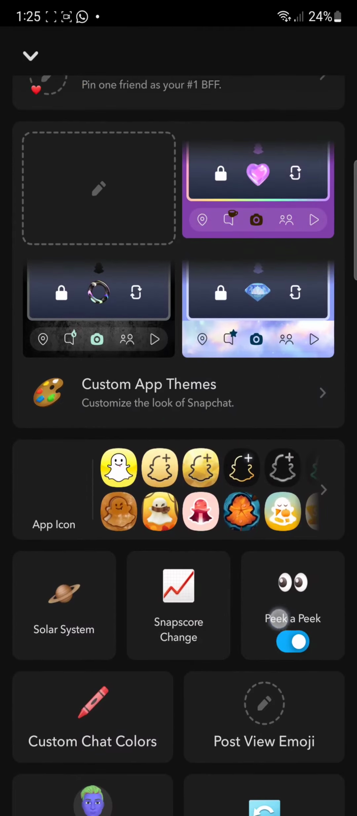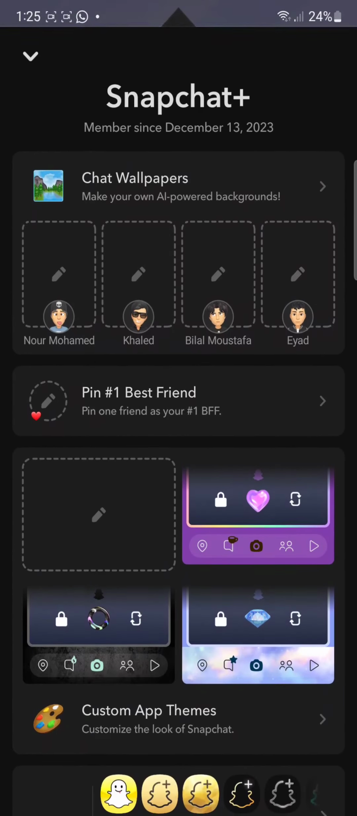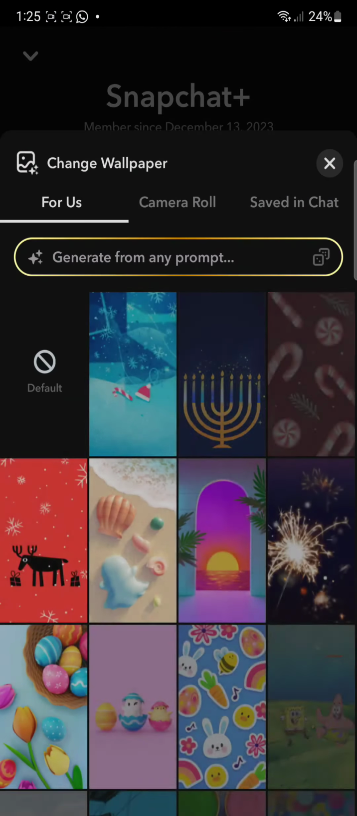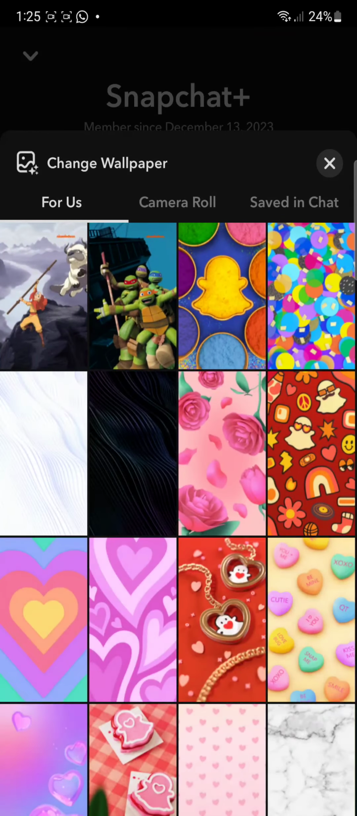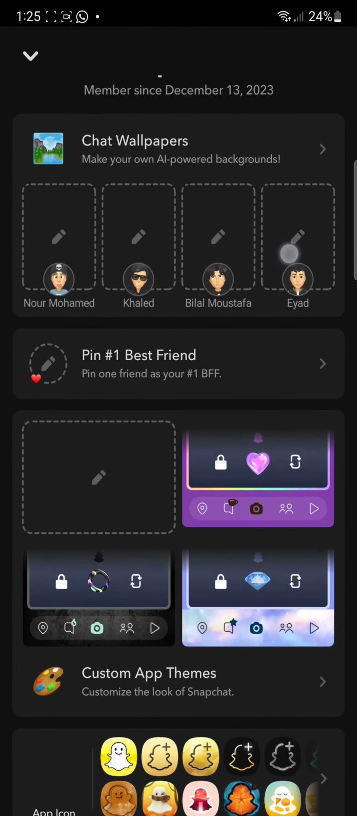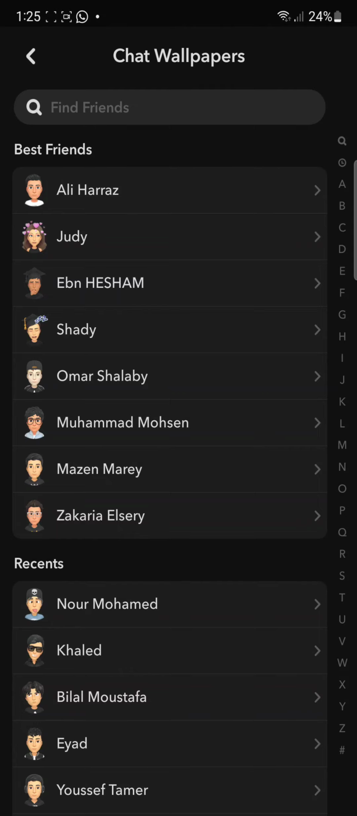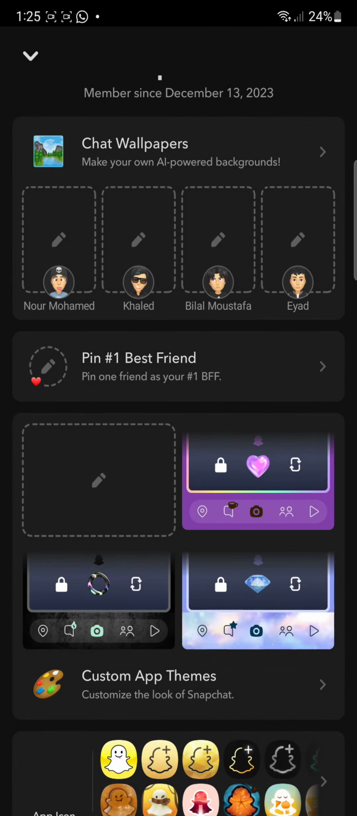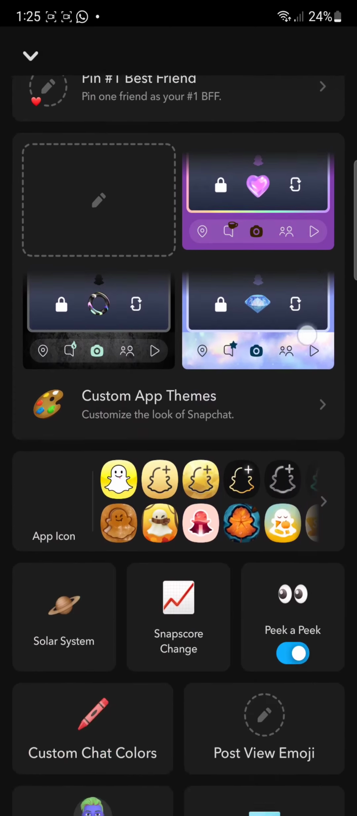The number one way that you can know if someone has Snapchat Plus or not is basically Snapchat wallpapers, where you can have a different wallpaper while you're chatting. This is the biggest giveaway that they have Snapchat Plus. Other than that, these are the two most important ways that you can know if someone has Snapchat Plus or not.